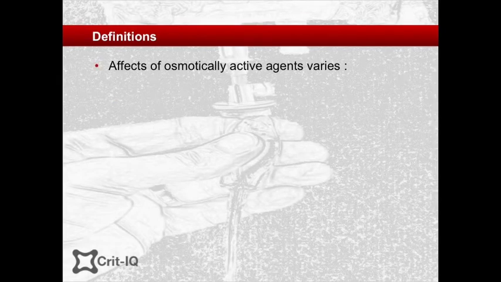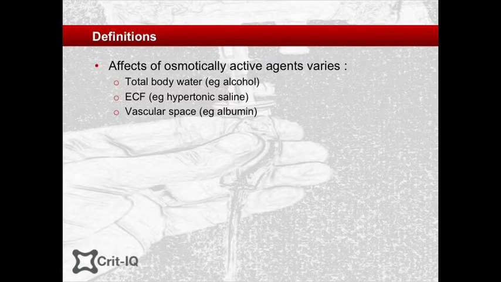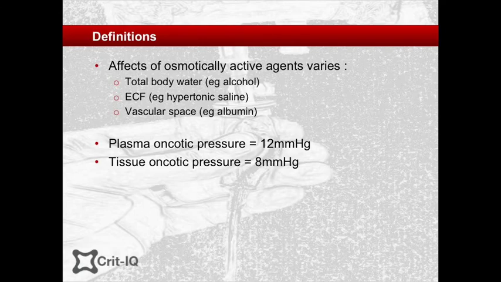Hyperosmolality due to excess solute will have varying clinical effects dependent on whether the solute distributes across the total body water, such as alcohol, if it is contained in the extracellular fluid, such as hypertonic saline, or if it is retained in the circulation, for example concentrated albumin. In circulation, the plasma colloid oncotic pressure is around 12 mm of mercury, while the surrounding interstitium has a colloid osmotic pressure of around 8 mm of mercury. This is largely attributable to the presence of albumin both in the plasma and in the interstitial space.